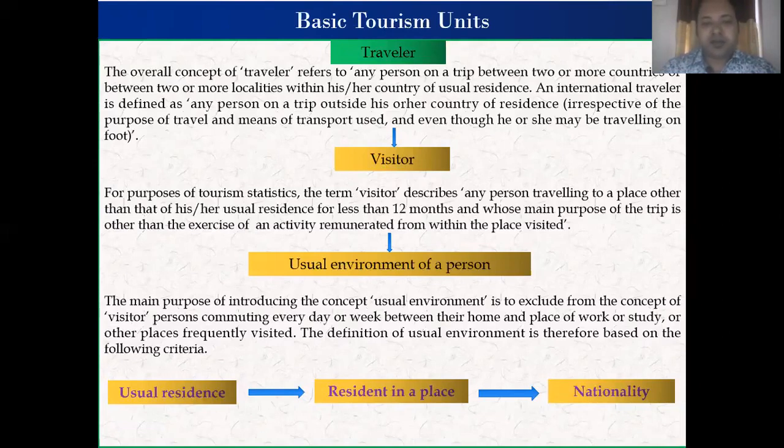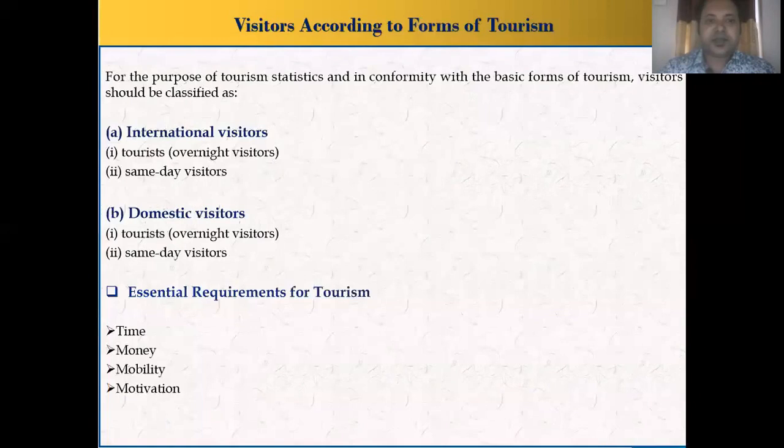Usual environment of a person: the main thing is to exclude from the concept of visitors persons commuting each and every day to a certain place, and the usual resident in a place, and nationality. Some national people can visit one place to another place and enjoy the different types of local cuisines to get new ideas of this place.